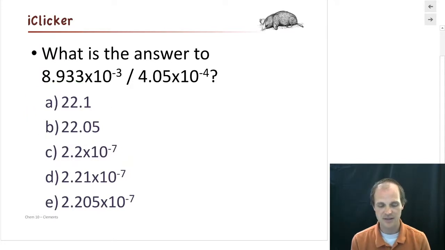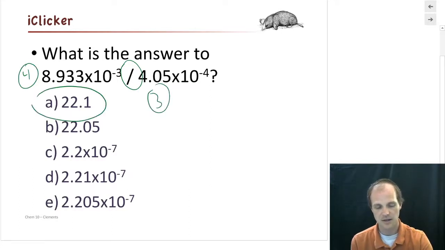So if we know it's there, we've got division. Our only thing is to count sig figs. 4 here, 3 here, 3 in our answer is 22.1.